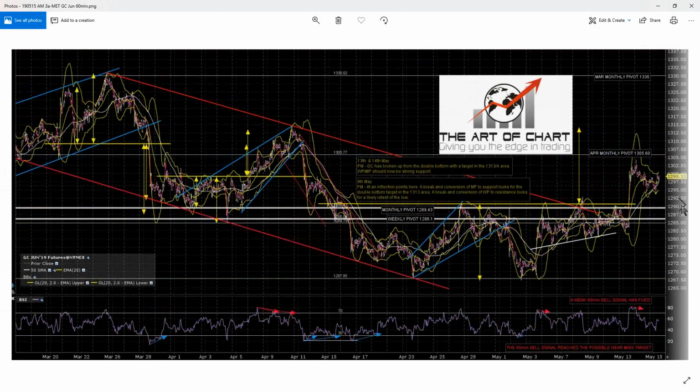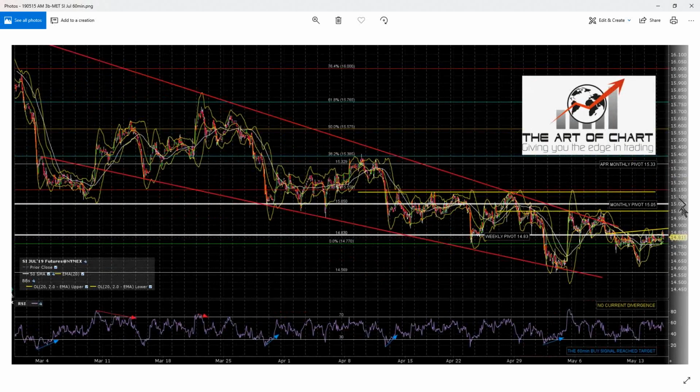Okay, GC. GC, we are breaking up from a double bottom that's got a target in the 13-14 area, and this looks like a bull flag which is about to head on back up. Waiting to see whether we see that.